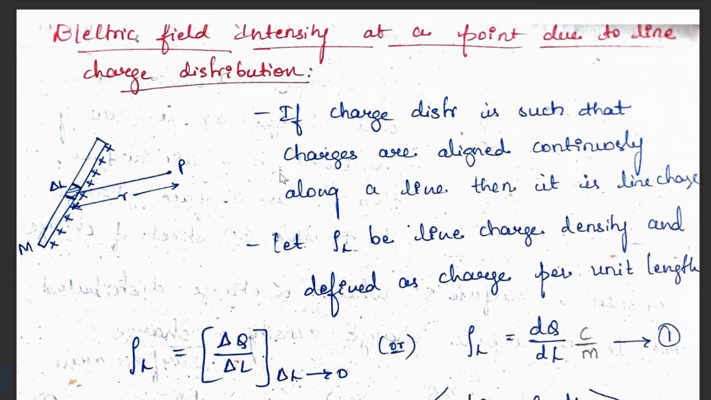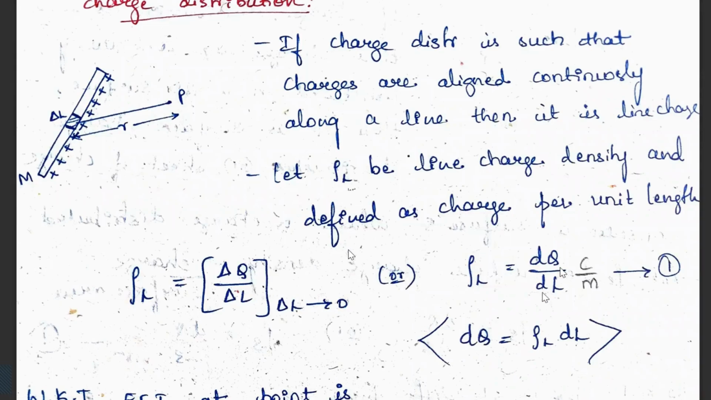This is a generalized derivation. You just have to know about the formula. If the charge distribution is such that the charges are aligned continuously through a line, a line having point charges, then it is called a line charge. So we have rho L, the line charge density, and that is defined as charge per unit length. So rho L is given as dq by dl, that is coulomb per meter.